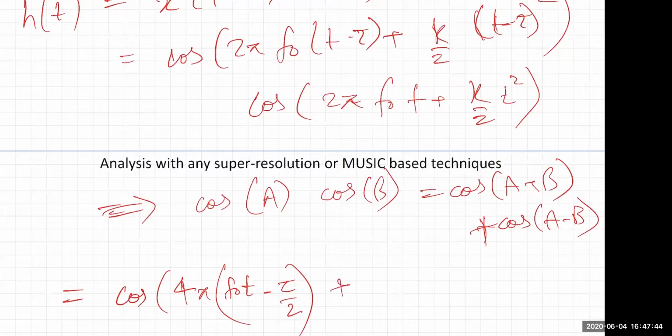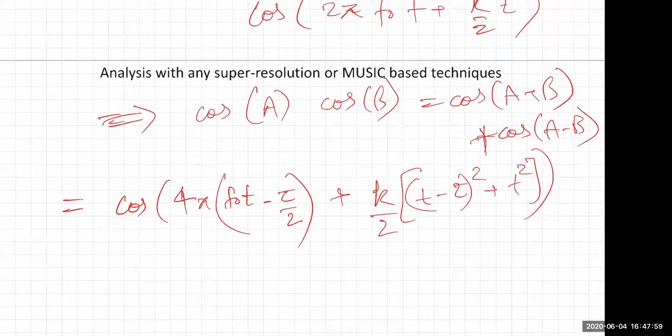Plus k by 2 t minus tau square plus t square. Okay. Right. For all technical purposes, this is like another chirp of its own, right? Because it has some t square term in it, right? And some other kind of terms in it.